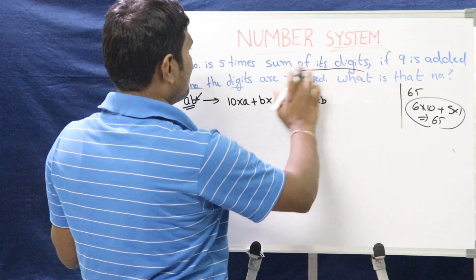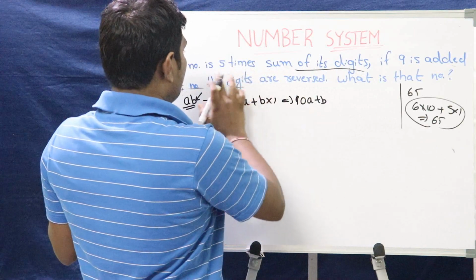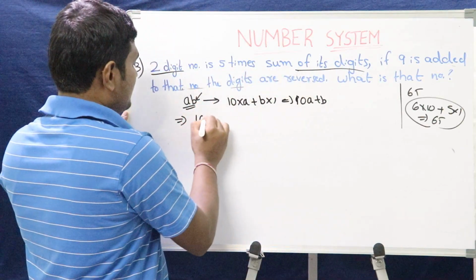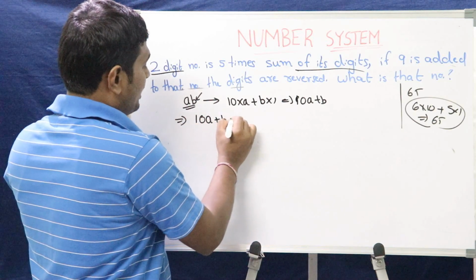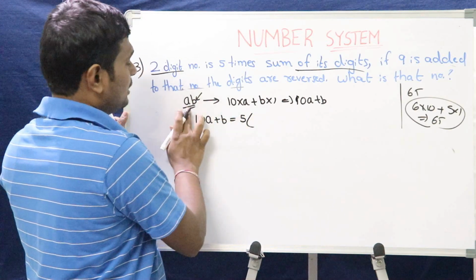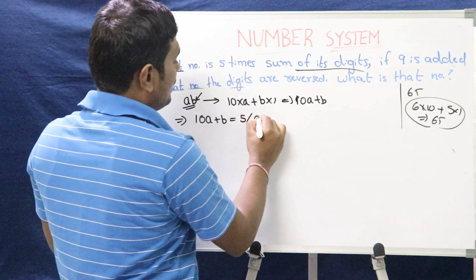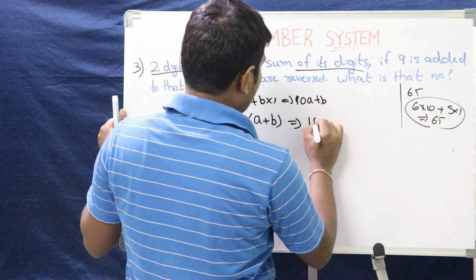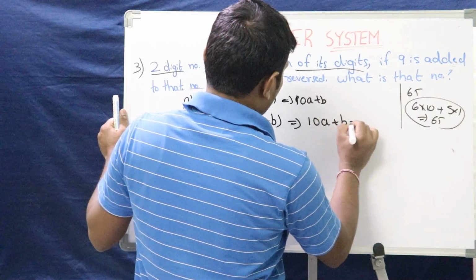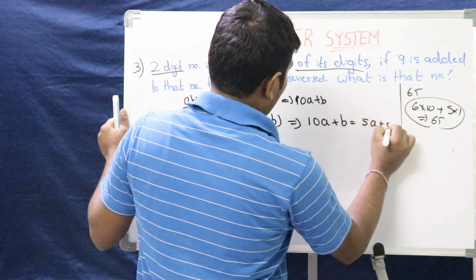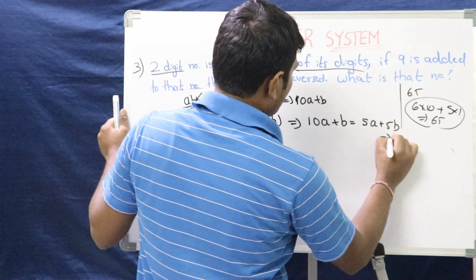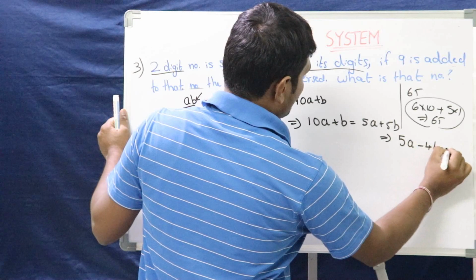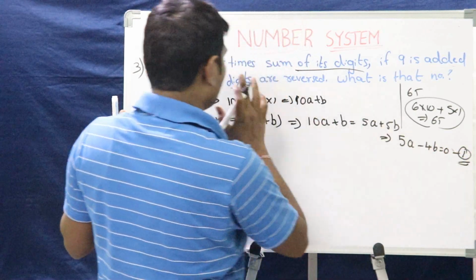The second statement we are given is that the number is 5 times the sum of its digits. What are the digits? A and B, right? The sum of its digits is A plus B. How can we write this? 10A plus B is equal to 5A plus 5B. Simplifying, 5A minus 4B equals 0. This is the first equation we got from the first statement.